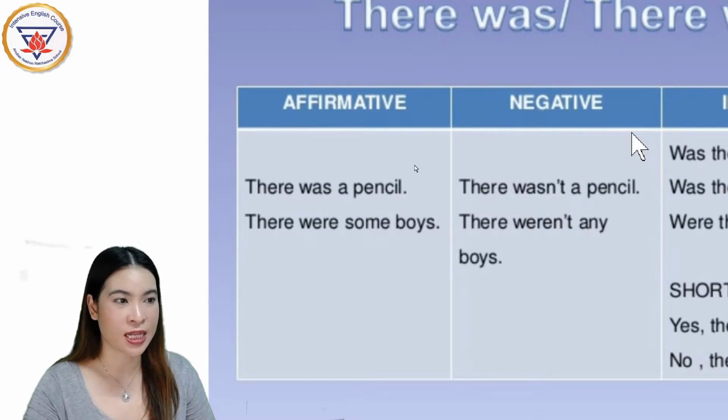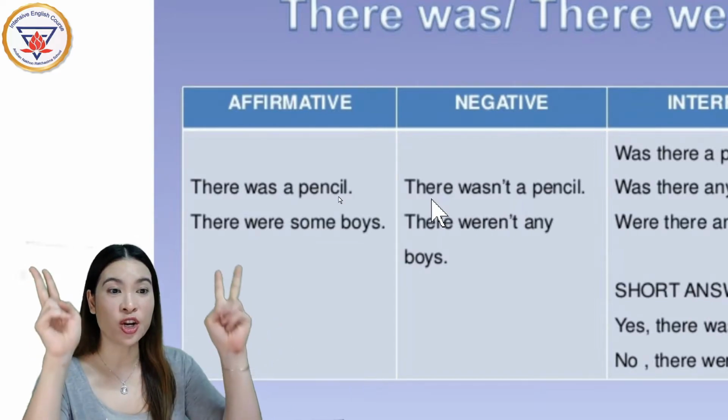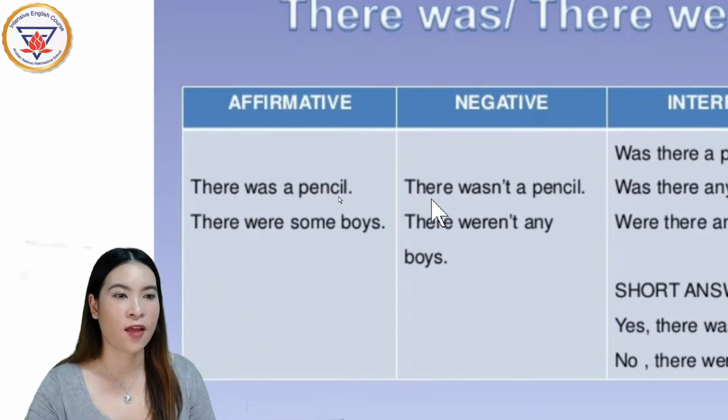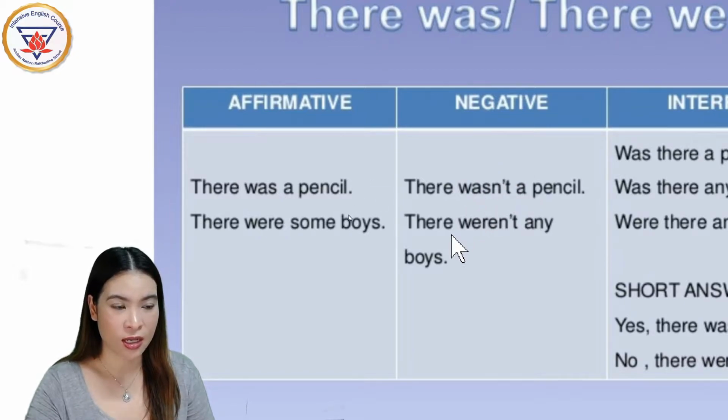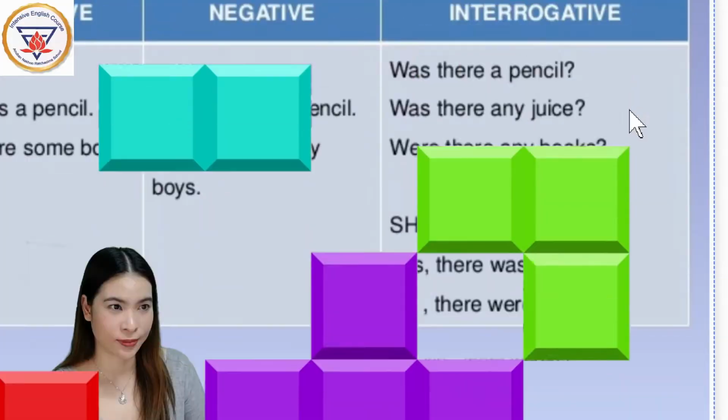And for the negative sentence, the negative is using not. The contractions are wasn't and weren't. There wasn't a pencil. There weren't any boys.